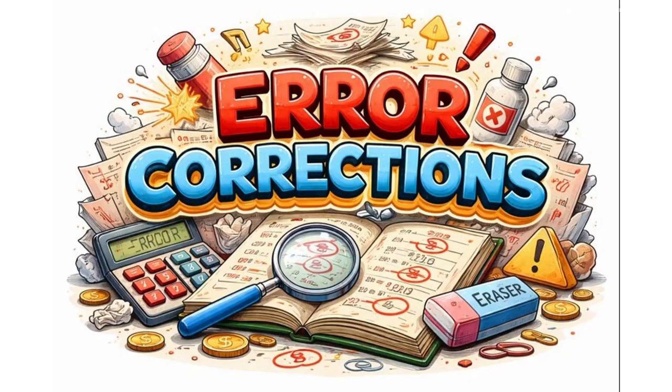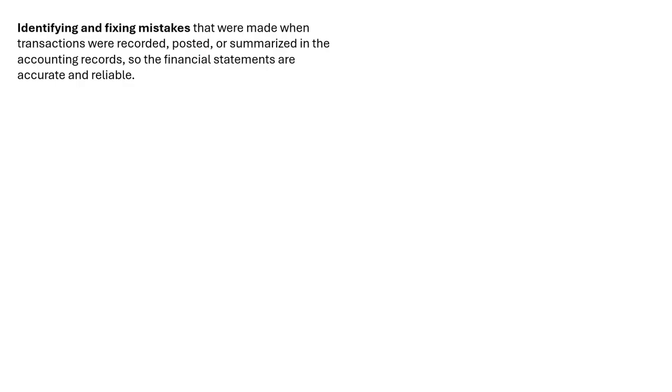So, what are accounting error corrections? It's identifying and fixing mistakes that were made when a transaction was recorded, posted, or summarized in the accounting records, so the financial statements are accurate and reliable. These mistakes are not about intent at first, they are about accuracy.